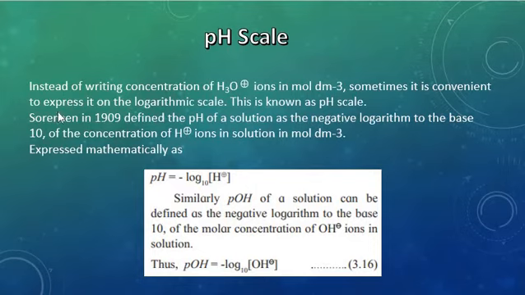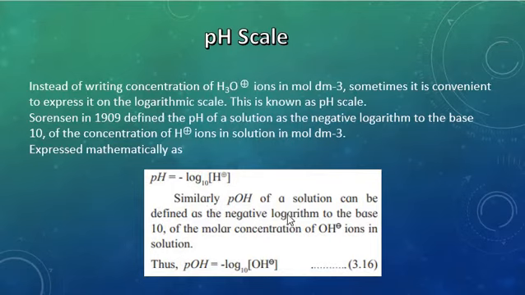Sorensen in 1909 defined the pH of a solution as the negative logarithm to the base 10 of the concentration of hydrogen ion in the solution in mole per dm cube. We can express pH mathematically as pH is equal to minus log base 10 hydrogen ion concentration.